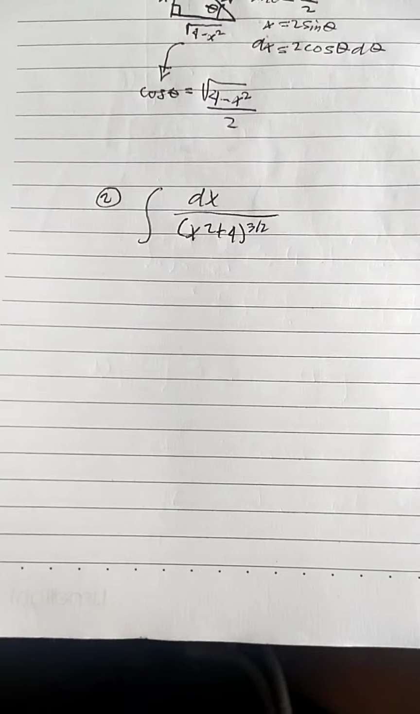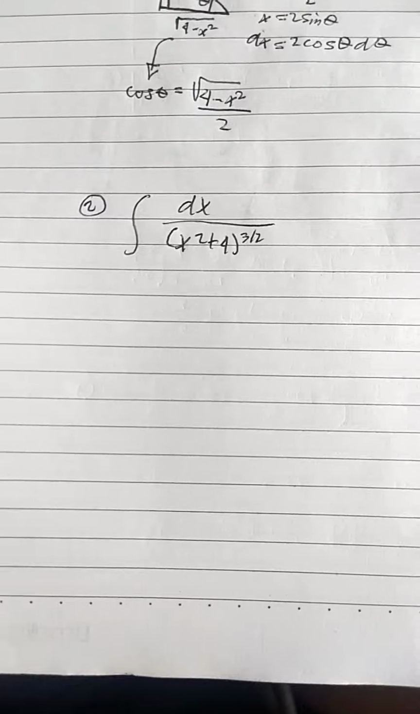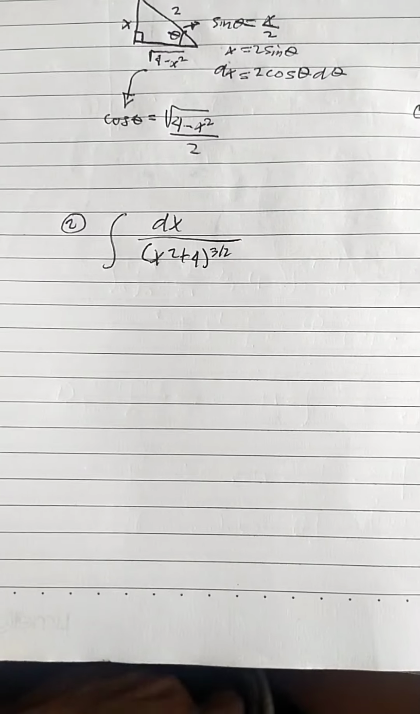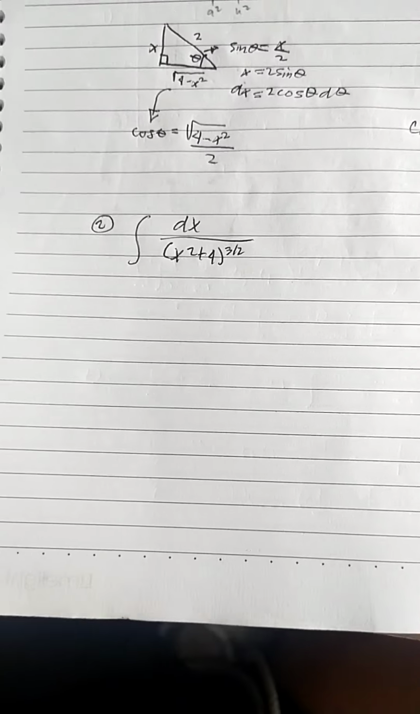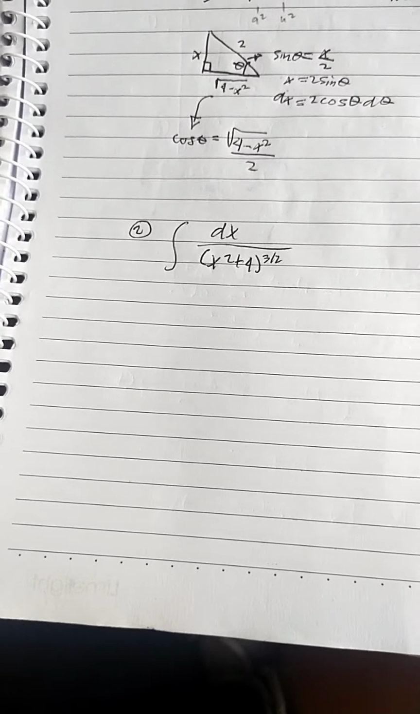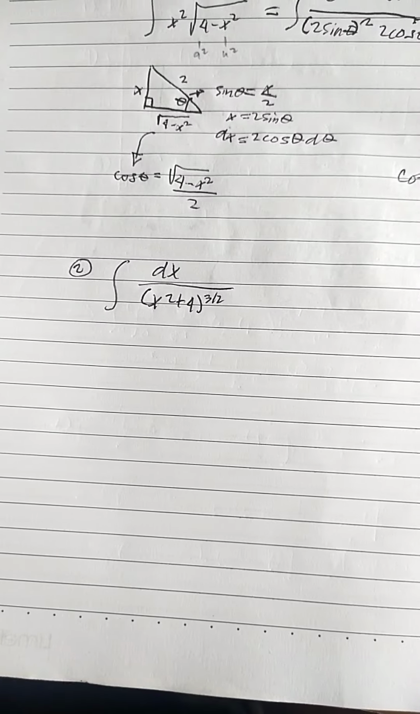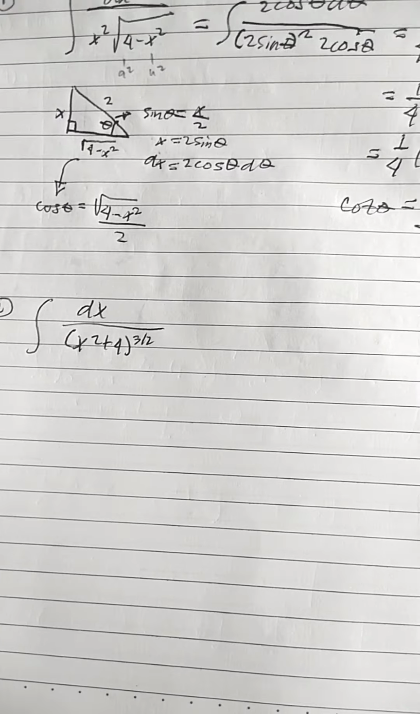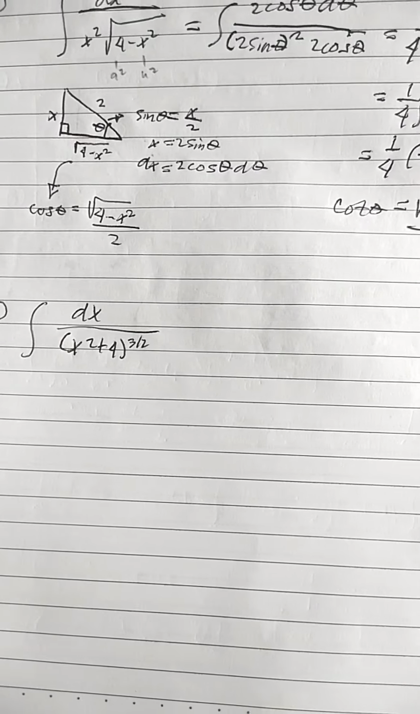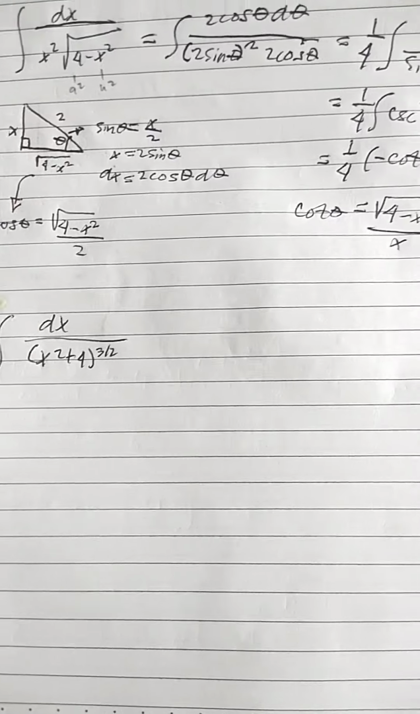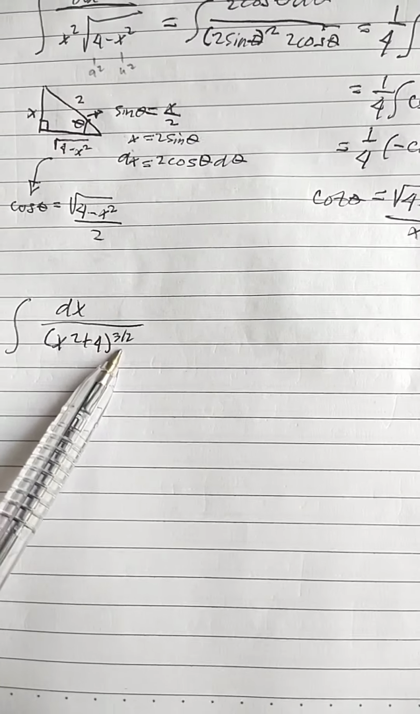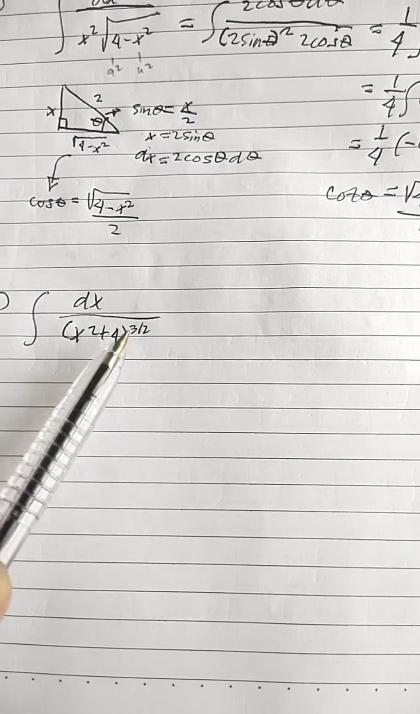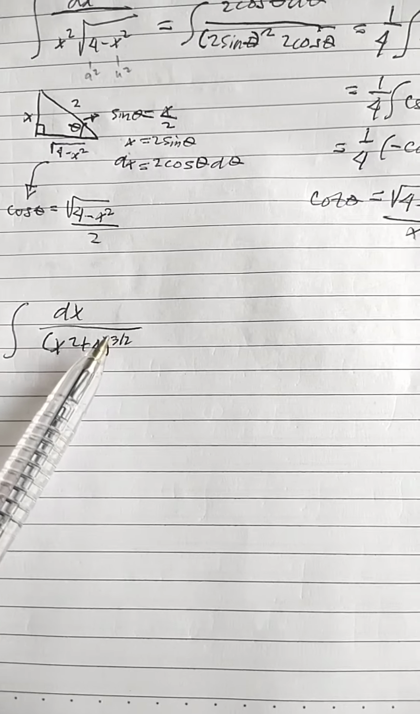So in our example number 2, we have the integral of dx all over the quantity of x squared plus 4 raised to 3 halves. First, we have to notice that the exponent of the denominator is in fraction form, that is 3 over 2. We know that 3 over 2 can be expressed as 1 plus 1 half.